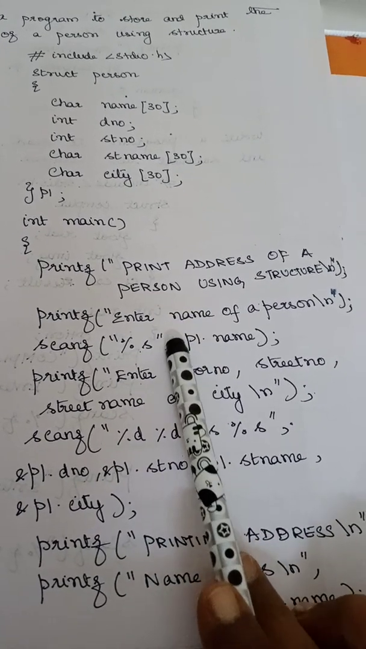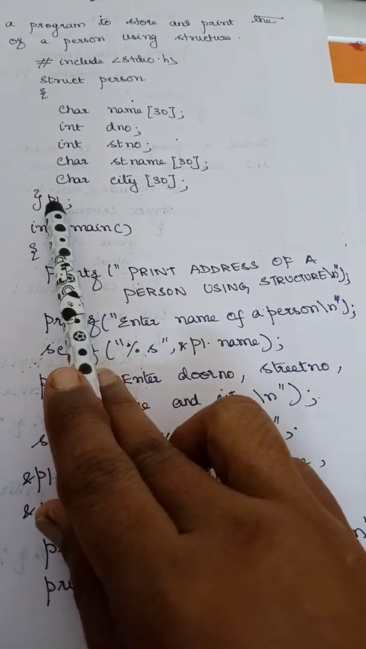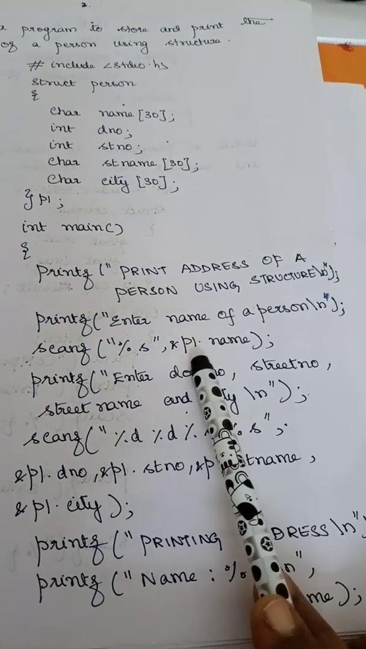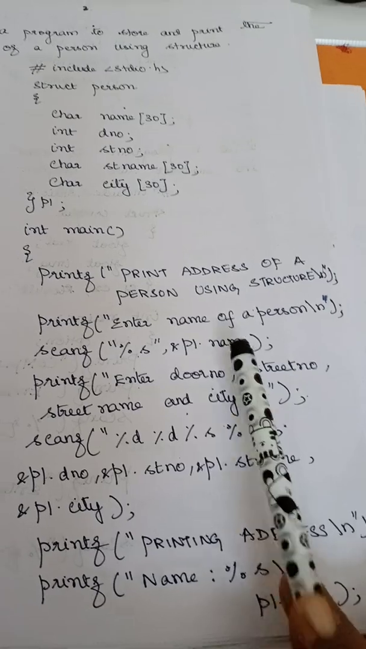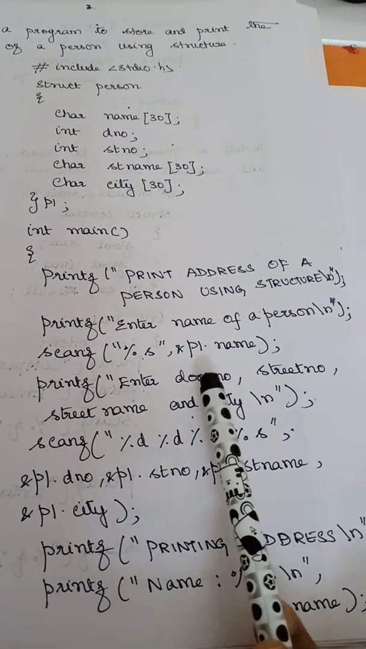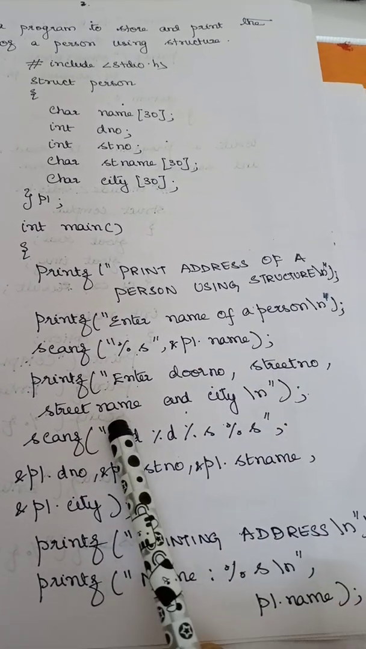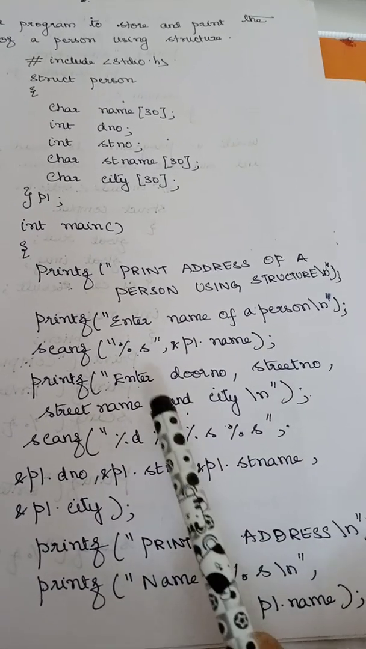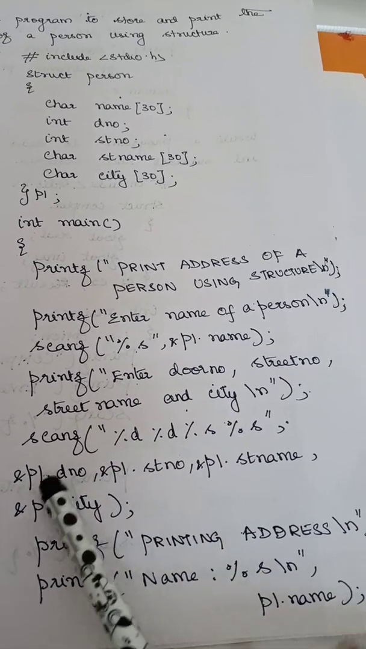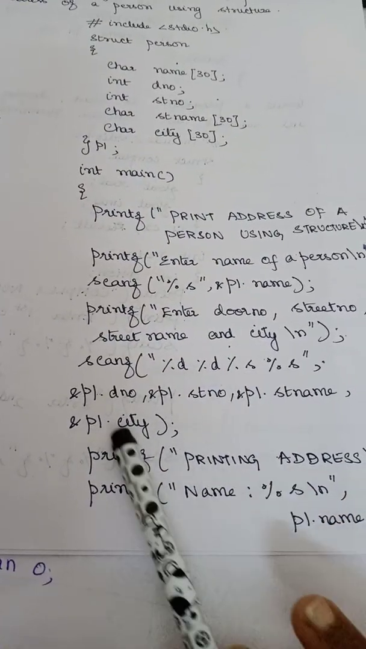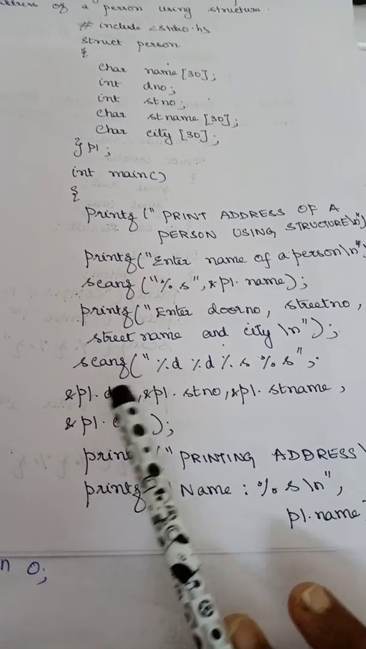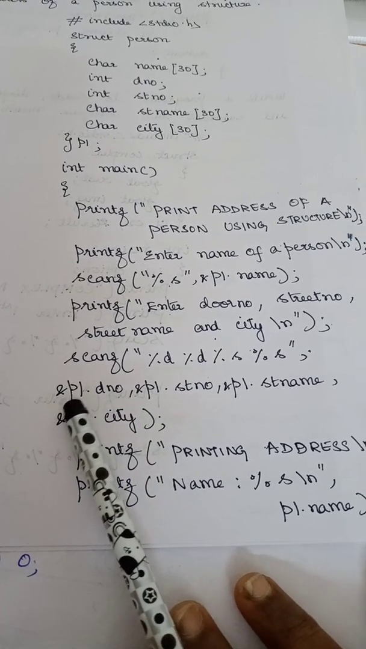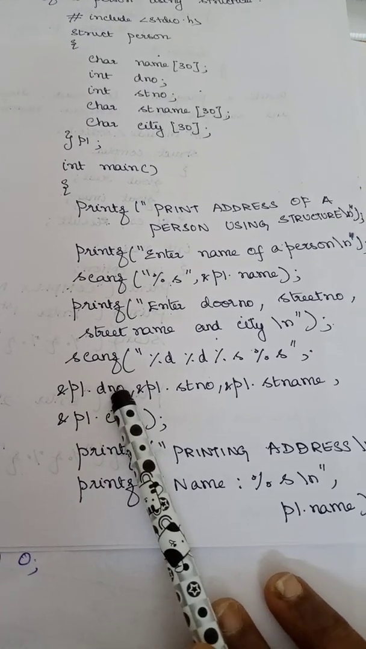Now, ampersand, I am reading this structure variable dot member. Then printf, "enter door number, street name and city". So I am reading all the values, door number, street name and city. I have collected everything using an ampersand. It is like an ordinary variable except that you write the structure variable dot the member name.